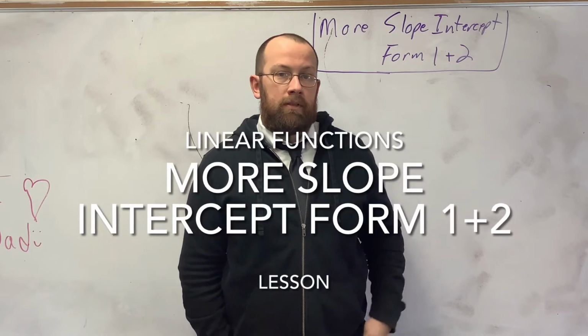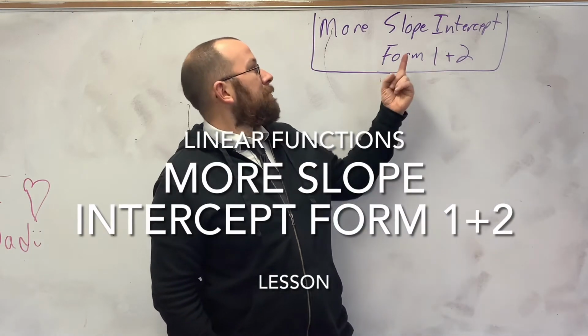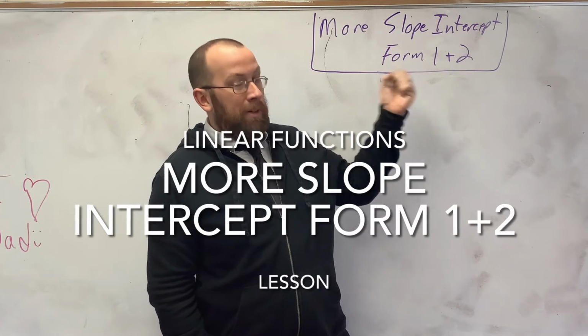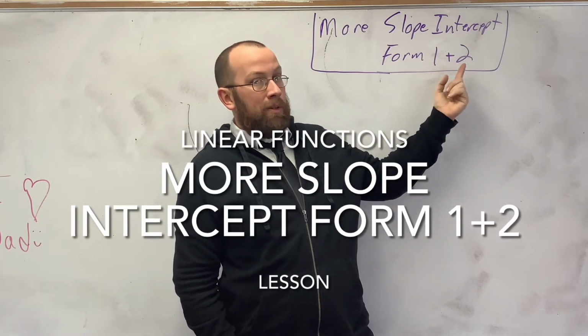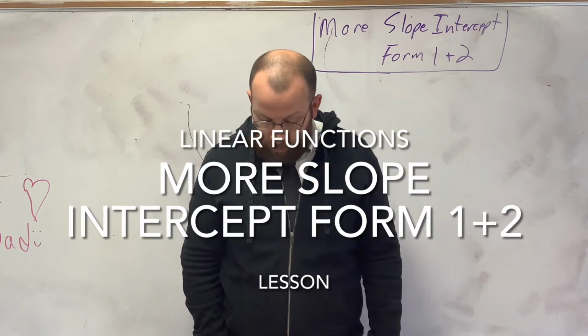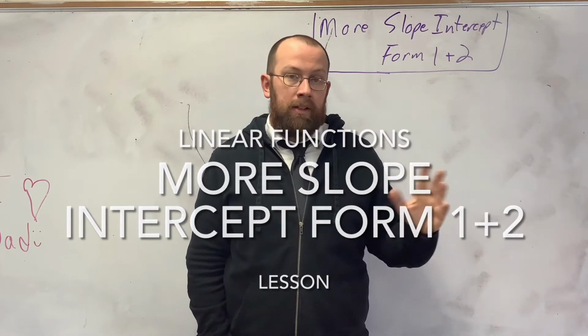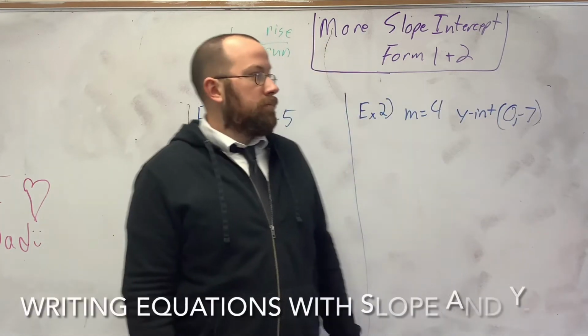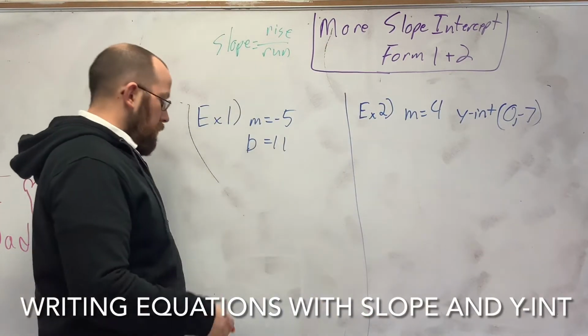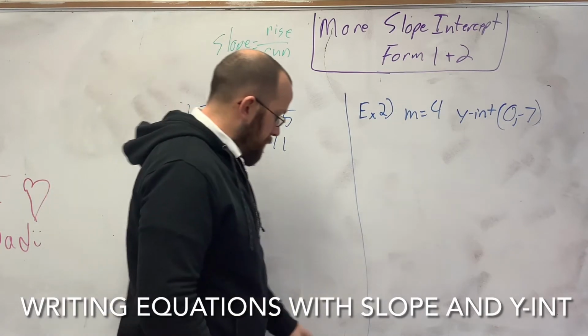Hello. Today we're going to talk about more slope intercept form. Lessons 1 and 2, because they're the same thing, so I'm just doing examples for both. All right. Slope is rise over run.